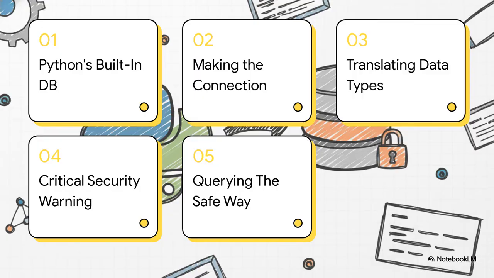All right, we've got a super clear roadmap for this one. First, we're going to uncover the database tools that are already hiding in your Python toolbox. Then, we'll make our first connection, see how Python and SQL actually talk to each other. And then, we're going to hit a really critical security warning. Finally, we'll wrap it all up by mastering the safe way to query your database.